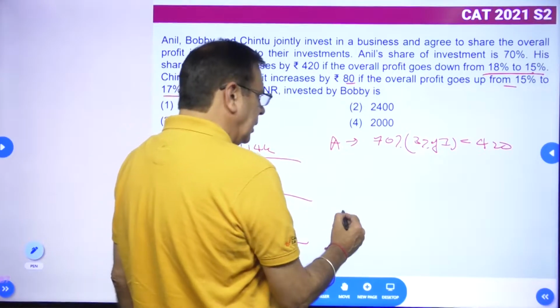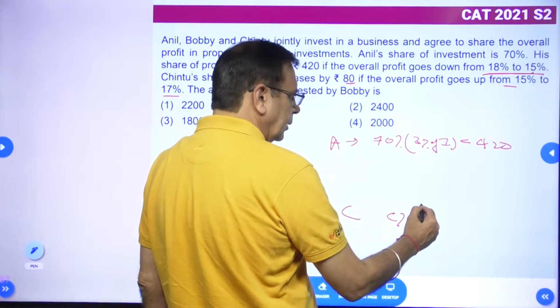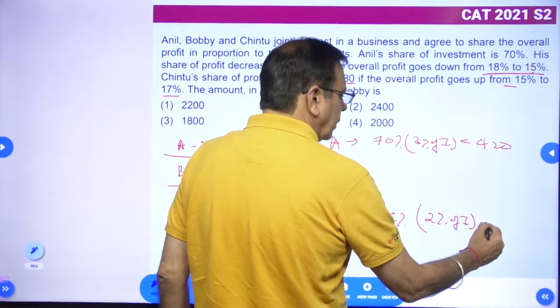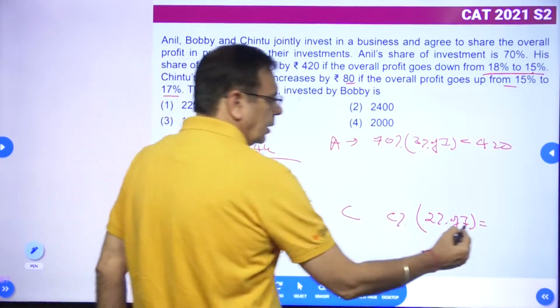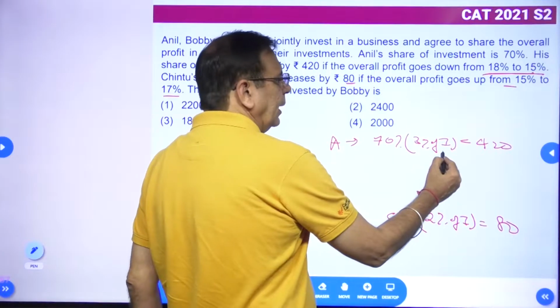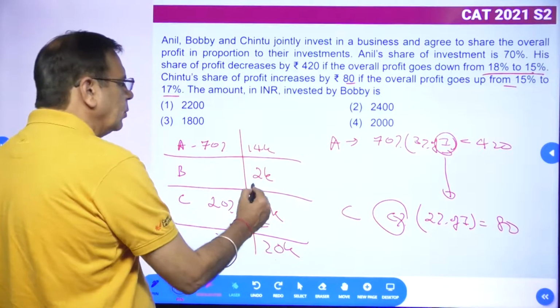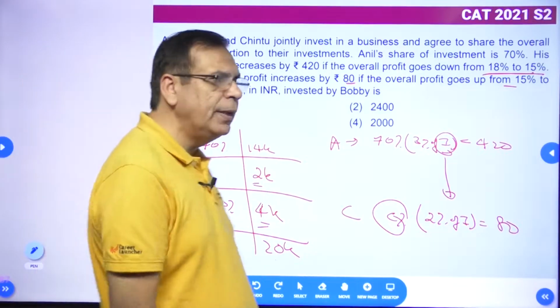Similarly, when we looked at C, we said C percent of 2% of investment is equal to, as per the question, 80 rupees. So you find the investment from here, substitute here, find C. Once you find C, you will be able to find the share of B also.